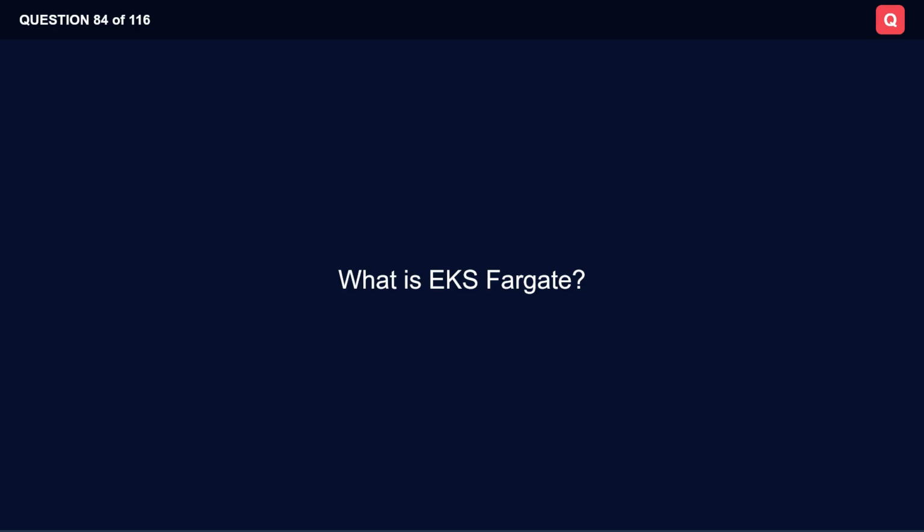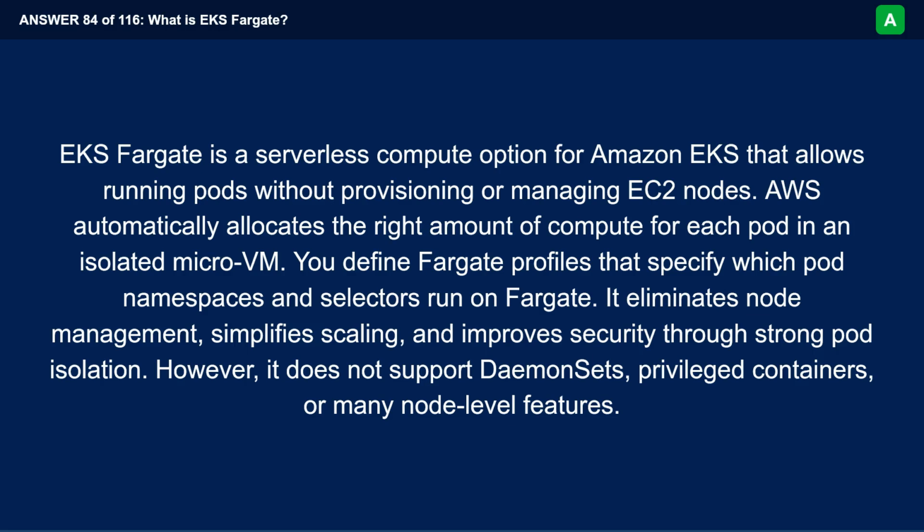What is EKS Fargate? EKS Fargate is a serverless compute option for Amazon EKS that allows running pods without provisioning or managing EC2 nodes. AWS automatically allocates the right amount of compute for each pod in an isolated micro-VM. You define Fargate profiles that specify which pod namespaces and selectors run on Fargate. It eliminates node management, simplifies scaling, and improves security through strong pod isolation. However, it does not support daemon sets, privileged containers, or many node-level features.